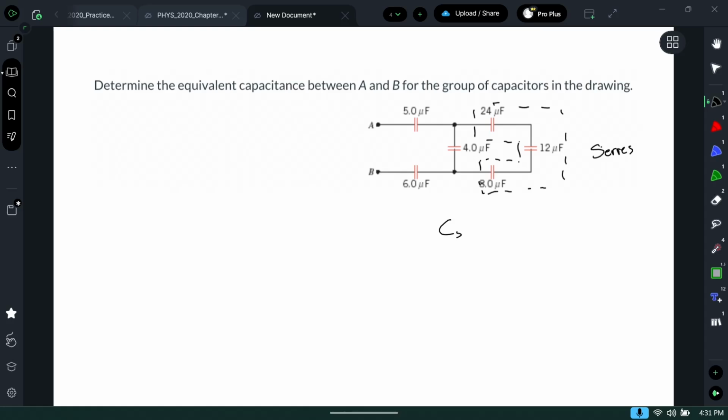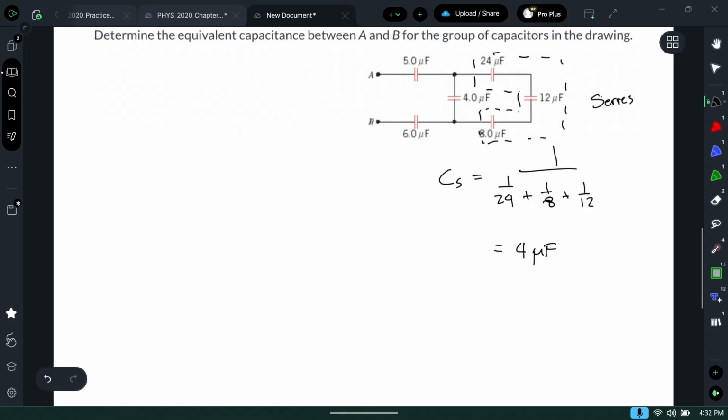Capacitors in series, I add reciprocals and do 1 over. So 1 over 24 plus 1 over 8 plus 1 over 12. And it's 1 over all of that. People forget that a lot too, doing that extra 1 over. Should be 4 microfarads. And now I redraw. So I got A, capacitor, capacitor, B, capacitor. And then I can replace all of these three.